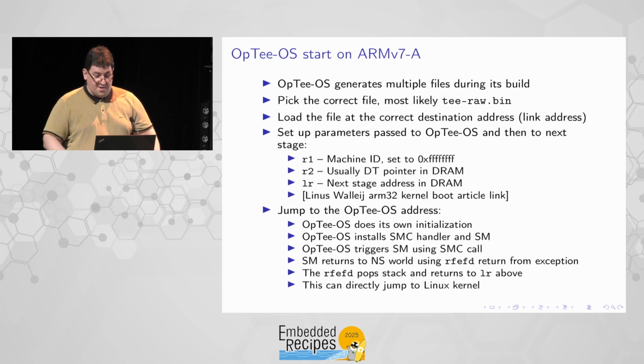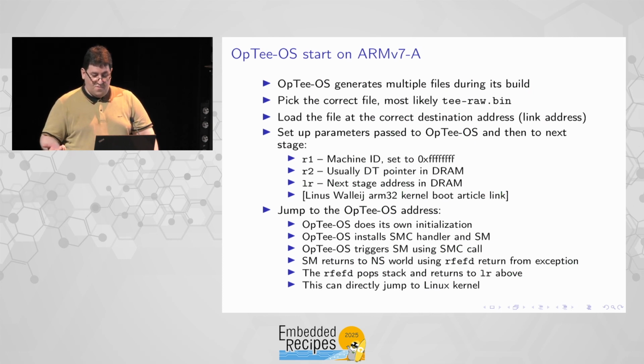On ARMv7-A, the OP-TEE OS has its own secure monitor, and starting the OP-TEE OS is actually very, very simple on v7-A because it does all the work for you that needs to be done to install the secure monitor. You really don't have to do much there. To start OP-TEE OS on ARMv7-A, it's basically a matter of picking the right file, because when you build OP-TEE OS, it will generate multiple binary files.